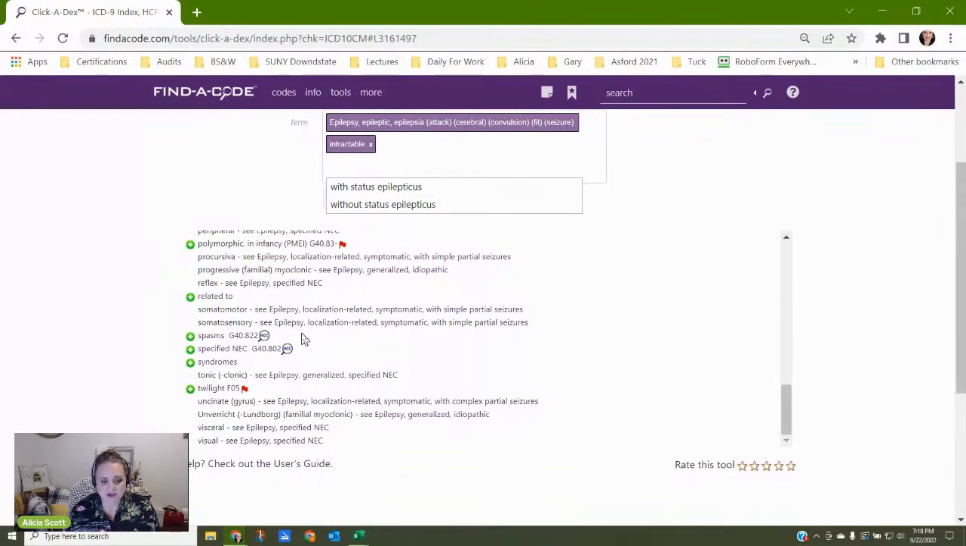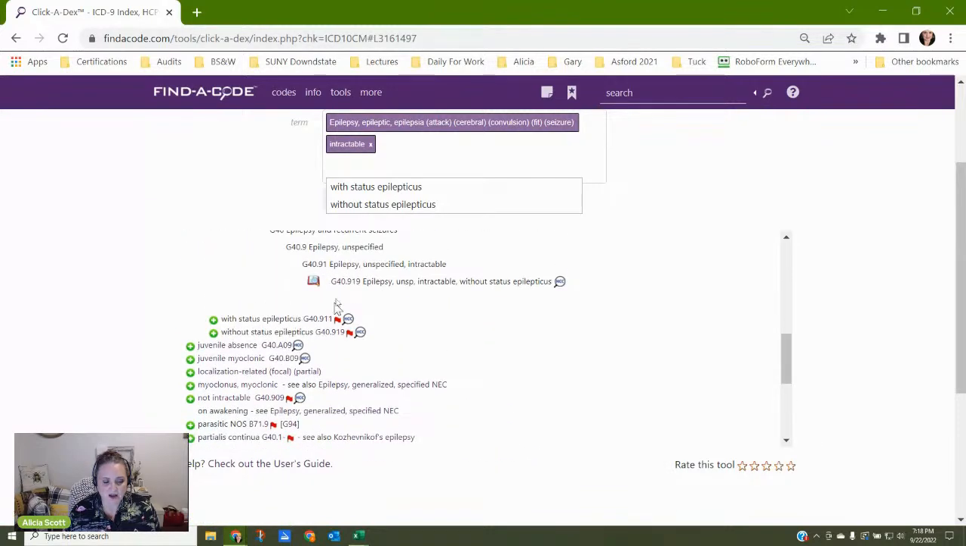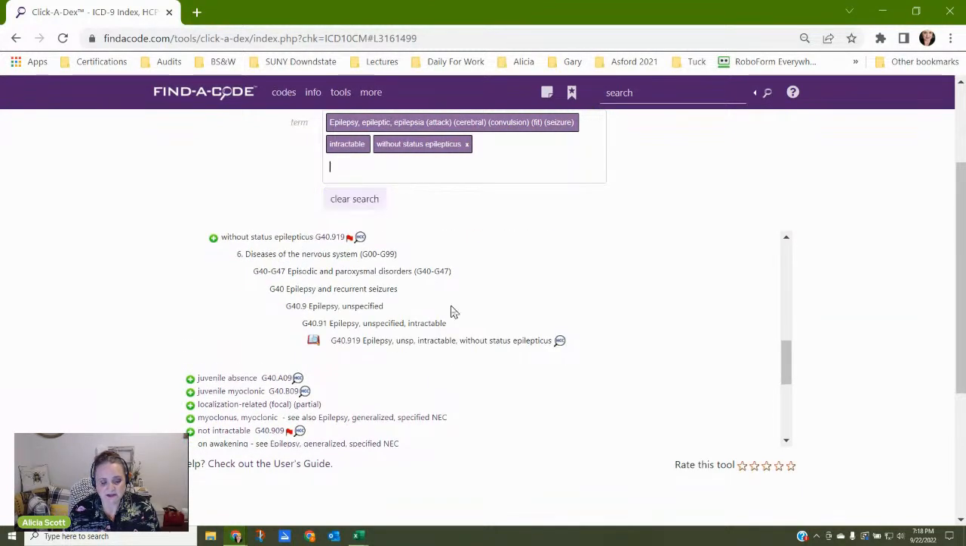And the advantage of this is, look, if I want to know if it's an HCC or have any additional information, it's right there on that page, and it's probably there on yours as well. So I'm going to say without status epilepticus. Then it gives me the code G40.919. Now I would just click on it, but for this presentation, I'm going to put it in another plane. Now, this would be the equivalent to going to the tabular.